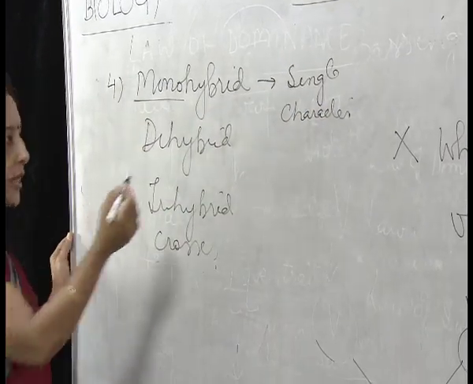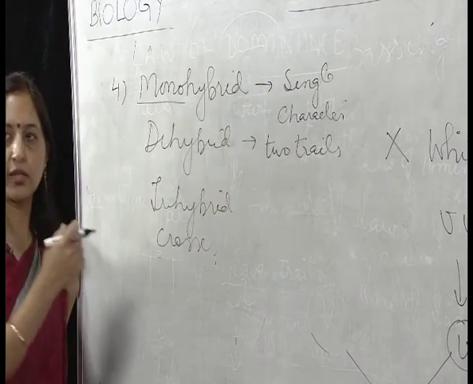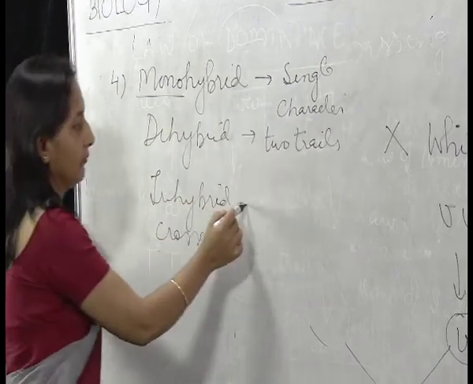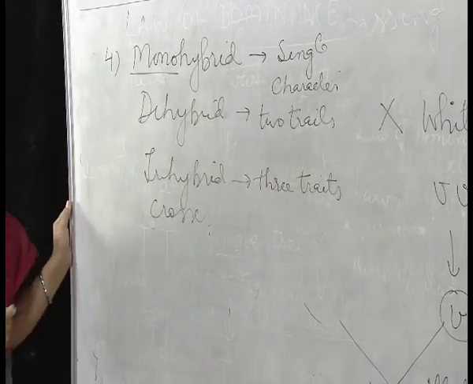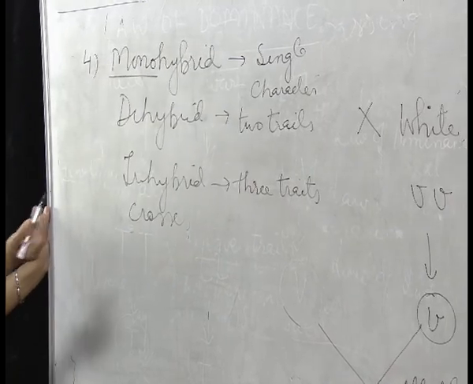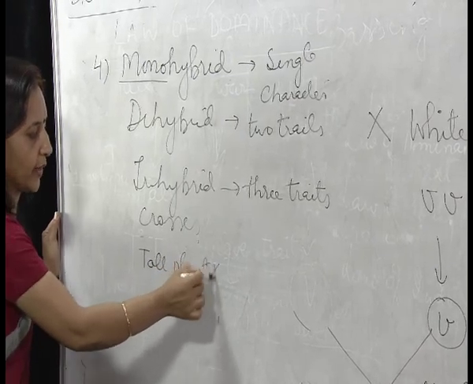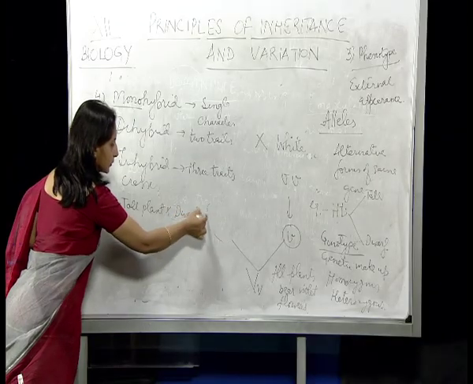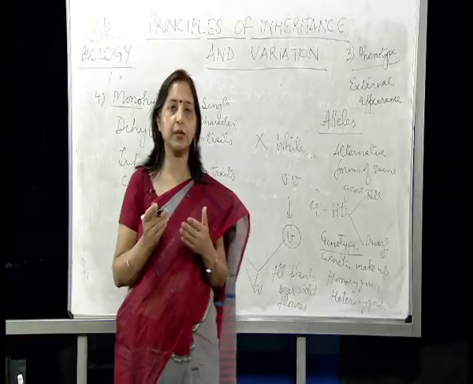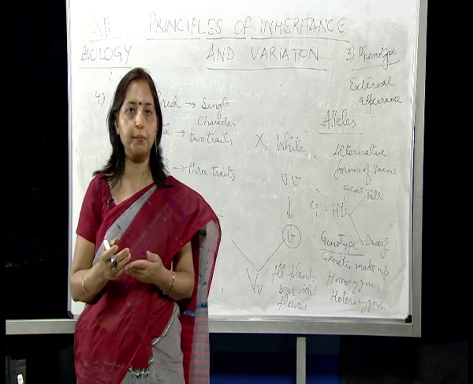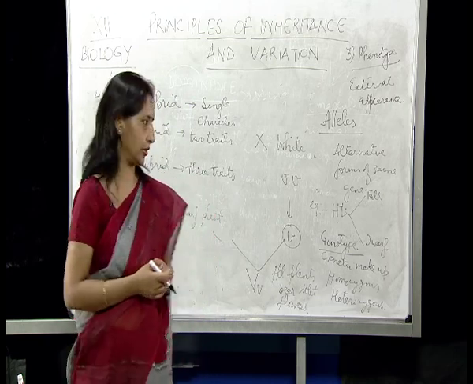When we consider two traits at the same time while studying the cross during inheritance, that is dihybrid, and when we consider three traits at a time during inheritance of traits, that's known as trihybrid cross. I'll give you one example. If we cross a tall plant with a dwarf plant during the experiment of inheritance, this is the example of monohybrid cross, because we are considering a single character. We are simply considering the height of the plant.